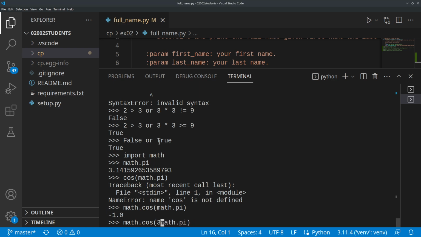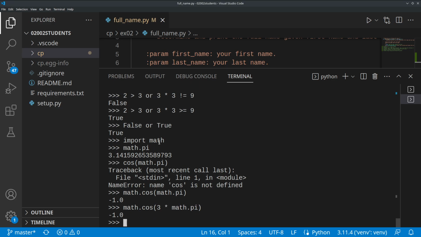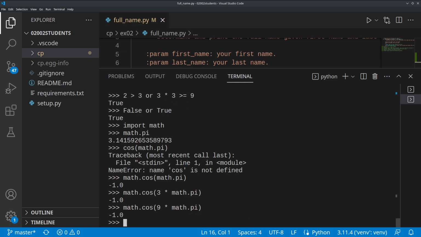So now we can just multiply it by 3, and then we can sort of imagine a little clock that moves around or something like that, and we can check that it's equal to -1. In fact, for every odd number, this would be -1.